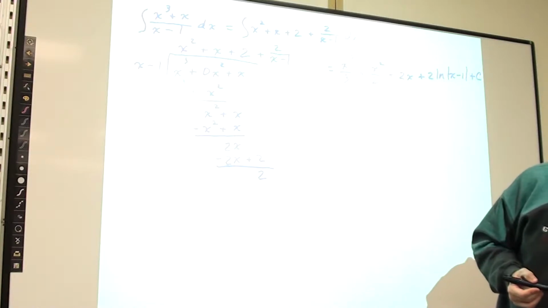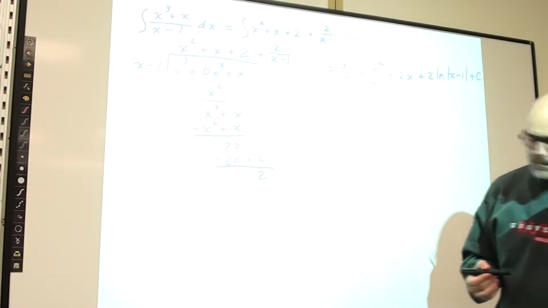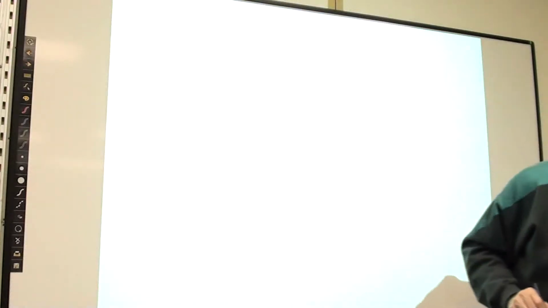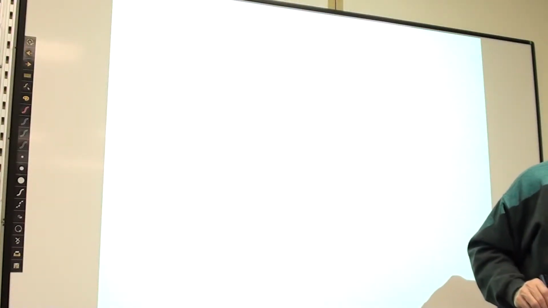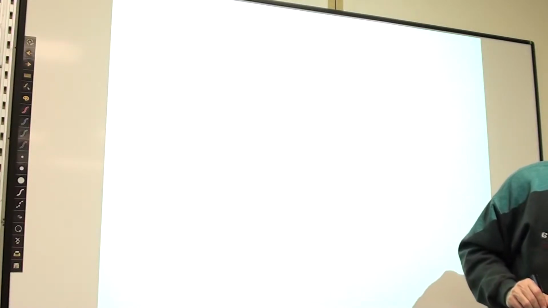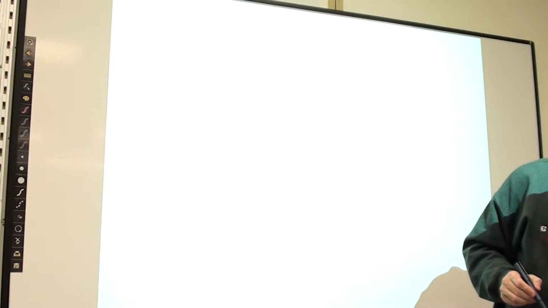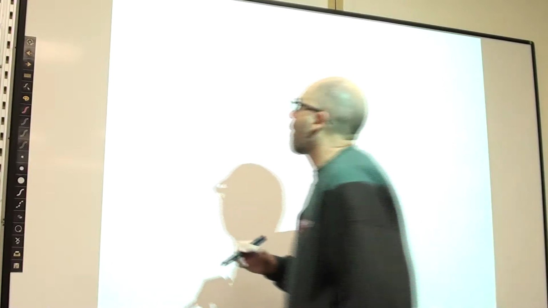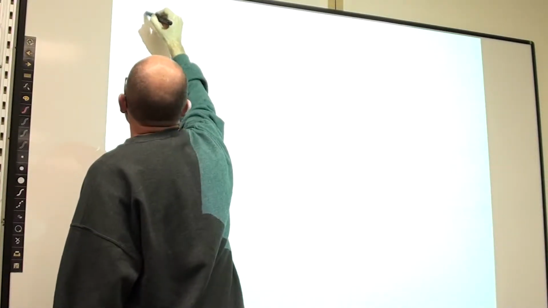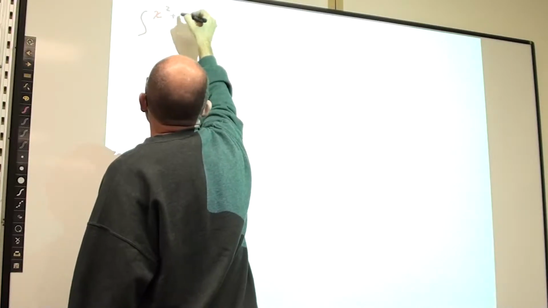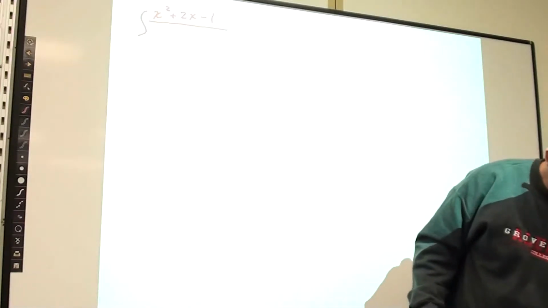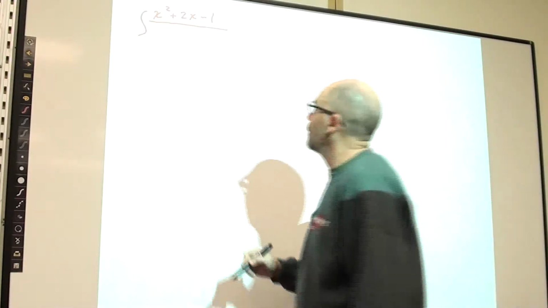Okay, now let's crank up the juice just a bit here. So this time we're going to have more factors than just 1, or more factors than just 2. Okay, so we start with the integral of x squared plus 2x minus 1 over 2x cubed plus 3x squared minus 2x.